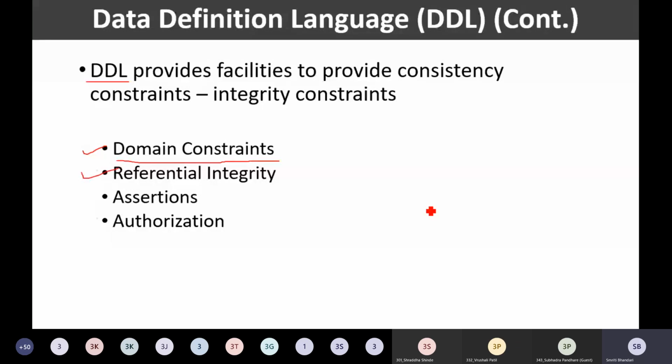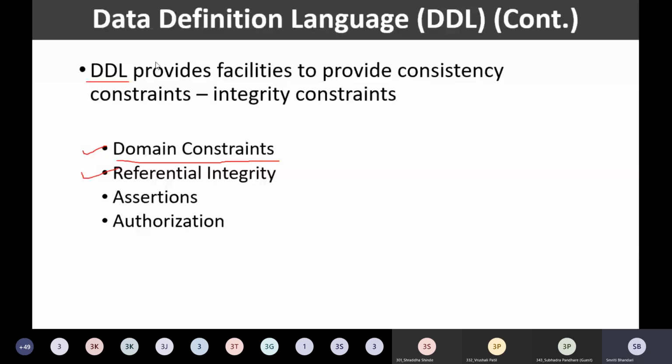Have you understood what we mean by referential integrity? Yes. Have you understood? So, anybody who can answer what is referential integrity?